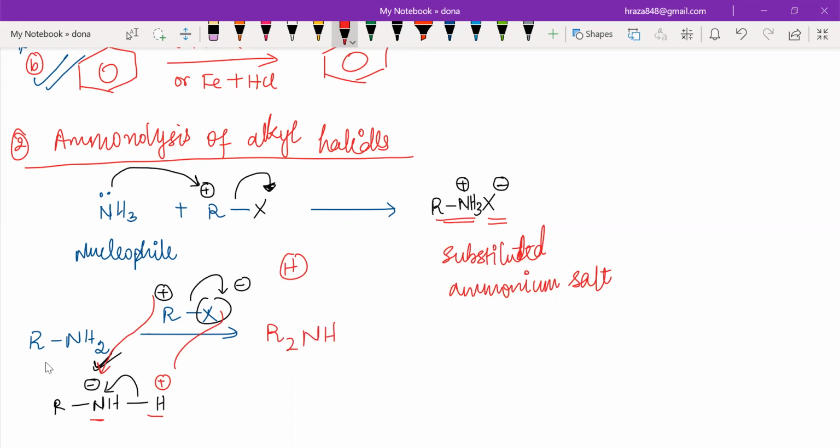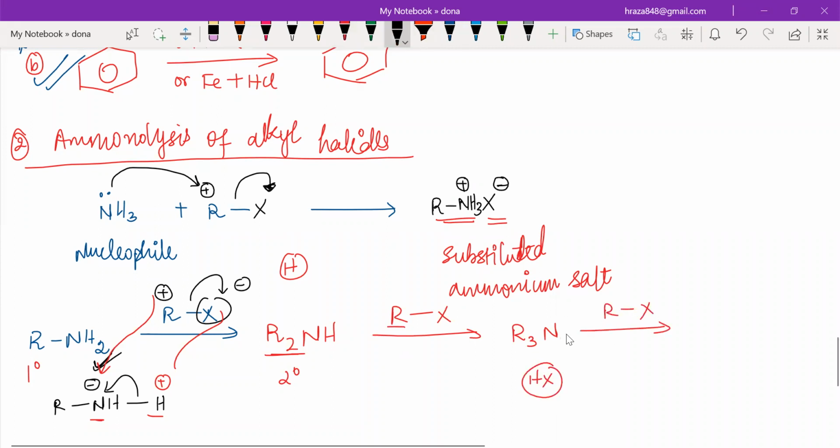This is your primary 1 degree and this is your secondary. Are you getting my point? What you need to do, just replace one hydrogen with R. Again you need to do the same, replace one hydrogen with R. R2 is already there, one of the R will go with nitrogen, it becomes R3N and HX will be the byproduct. Again you need to do the same, RX.